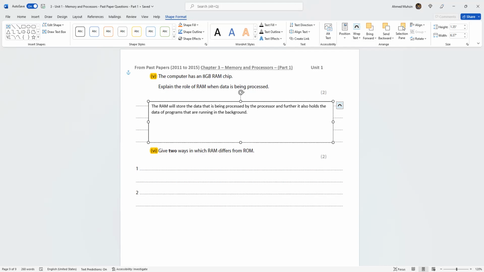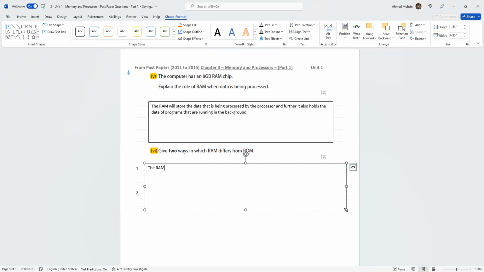Give two ways in which RAM differs from ROM. So we can first talk about volatility. We can first say the RAM is volatile while ROM is non-volatile. So I hope you know what it means. Volatile means the RAM loses all data once the power is switched off, but the ROM does not lose anything when the power is switched off.